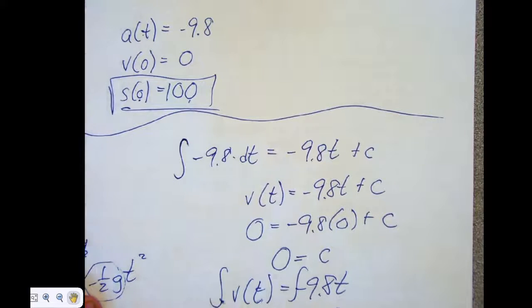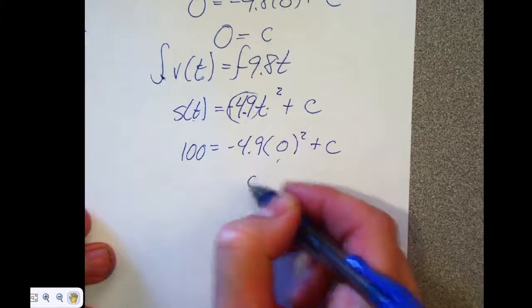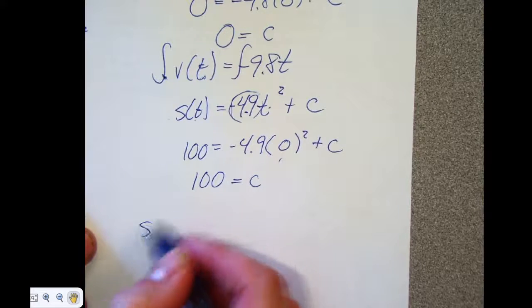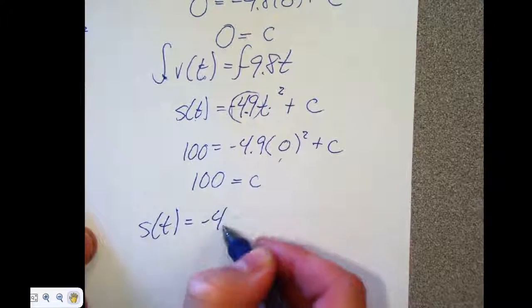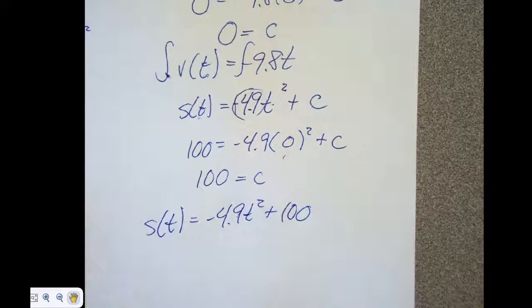Oh, so we know it's like after that. I see it. Yeah, it's like a fact. I see it. So then what's c? So my actual original equation would be negative 4.9 t squared plus 100.